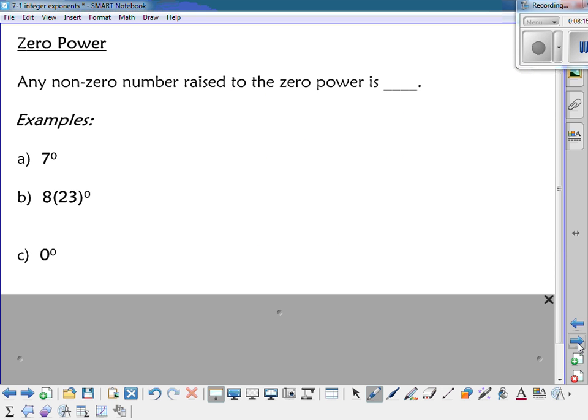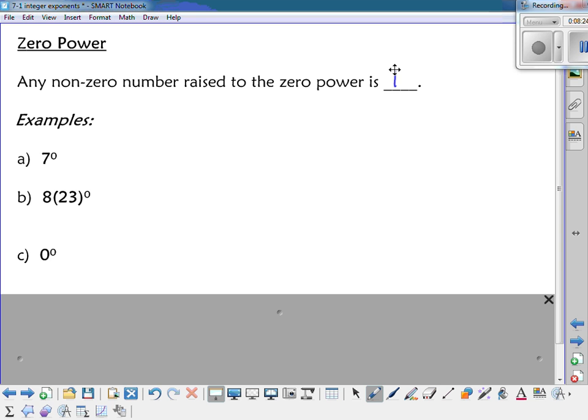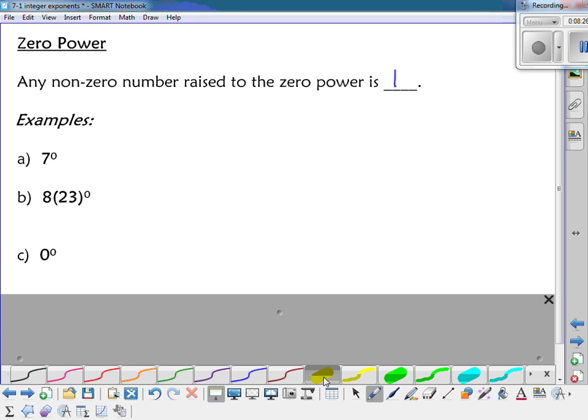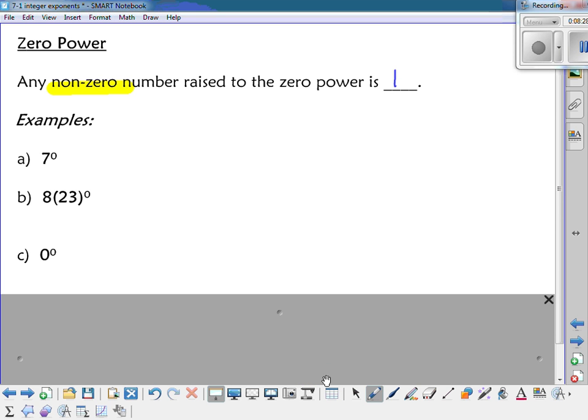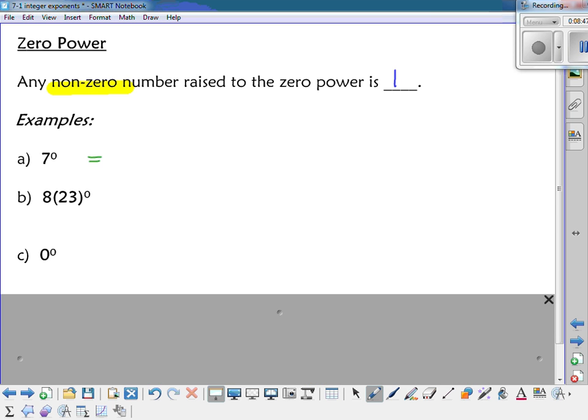Okay, now we're going to talk about the 0 power. Any non-zero number raised to the 0 power is going to equal 1. And it's important that it is a non-zero number, because again, you can't divide by 0, and so that's where it comes from. So if I have 7 to the 0 power, that equals 1, okay? It's not going to equal 0, it's going to equal 1.